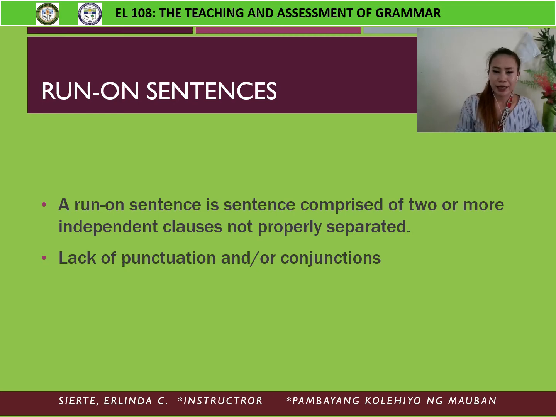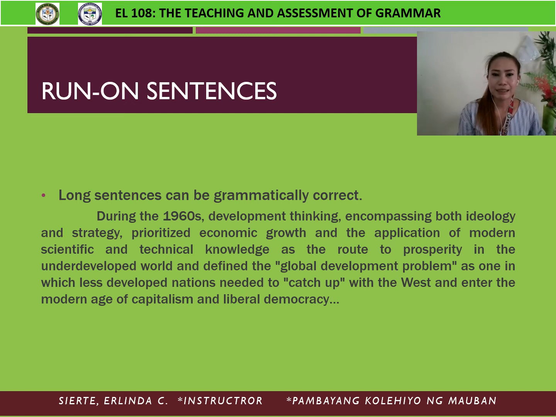Next, proceed to run-on sentences. A run-on sentence is a sentence comprised of two or more independent clauses, not properly separated. It also lacks punctuation and or conjunctions. Next is incorrect punctuation. Another: two independent clauses joined by a comma is a run-on sentence. It is also not simply a long sentence. Long sentences can be grammatically correct.